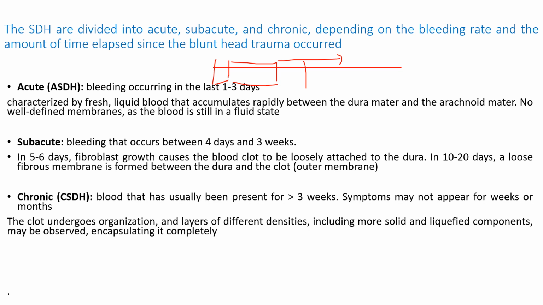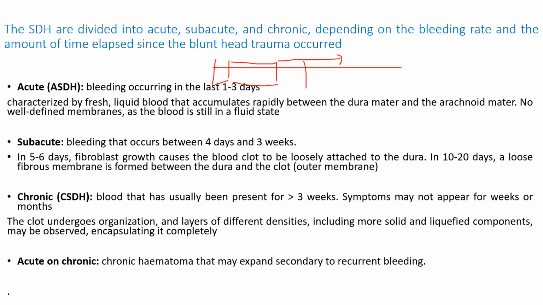Moving on to the chronic subdural hemorrhage, here actually 3 weeks have elapsed after the trauma. Symptoms may not appear for weeks or months, or maybe even years. With time, the clot undergoes organization and layers of different densities are there, including more solid and liquefied components as well. And also, by the time of chronic SDH, the whole bleeding has been encapsulated from outer and inner aspects as well. So by studying these features, maybe the density, maybe the histological features, maybe the membrane thickness, outer and inner, we can date the subdural hemorrhage.